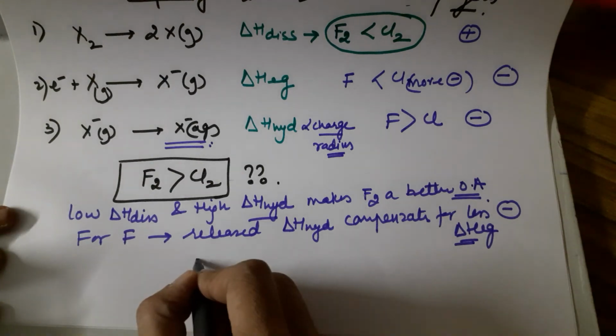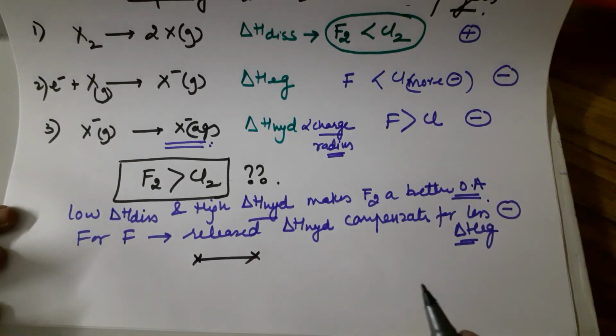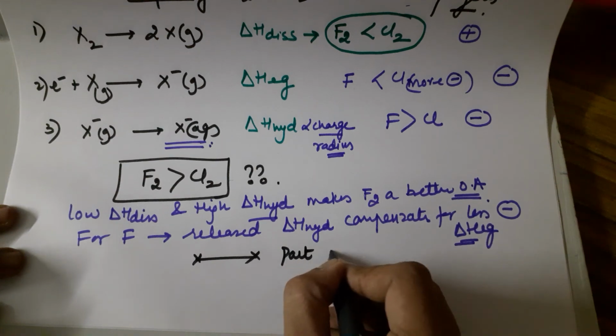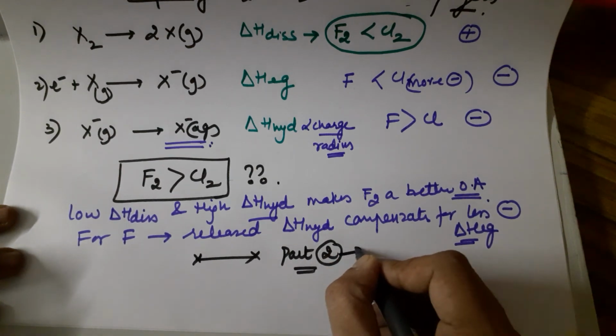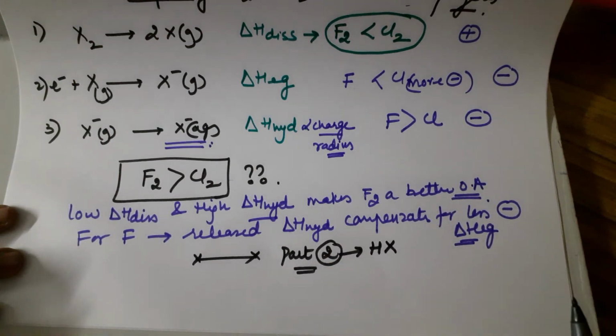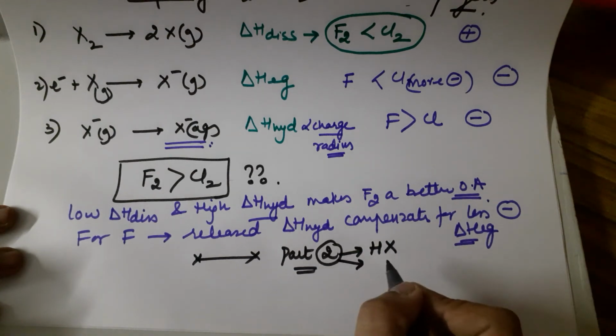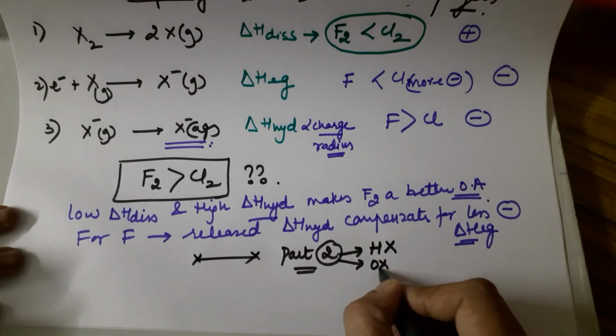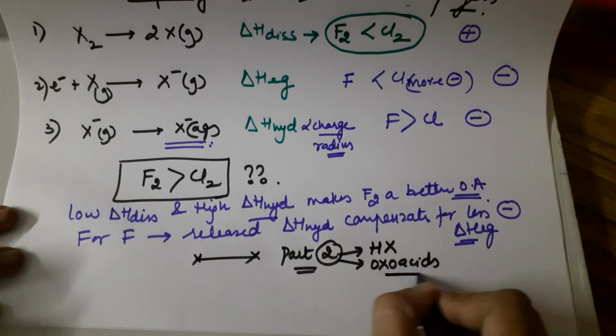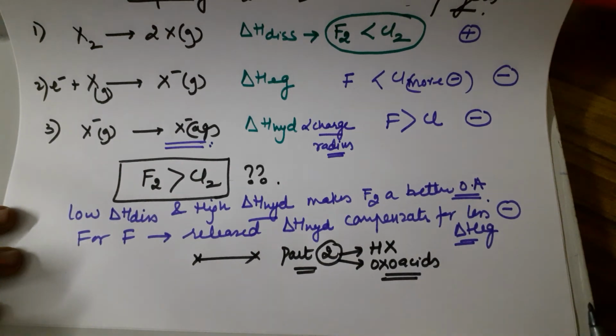With this I come to the end of this particular lecture, and in the part 2 of halogens I would be taking up the HX acids, that is the hydrohalic acids, and your oxo acids of halogens, plus some other properties which we are left with, like uses, etc.